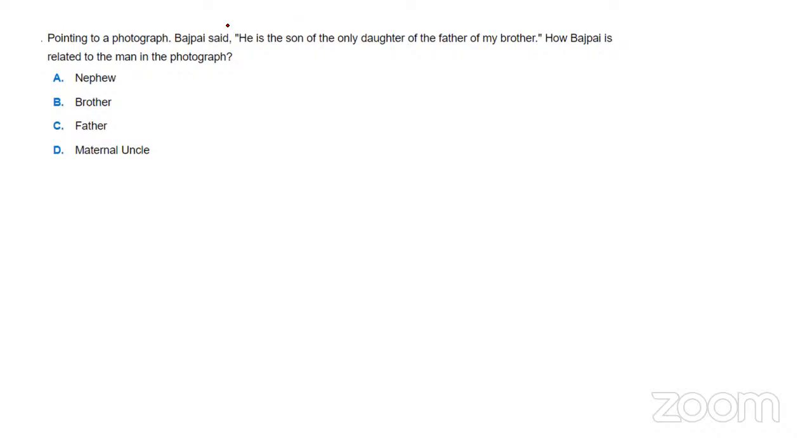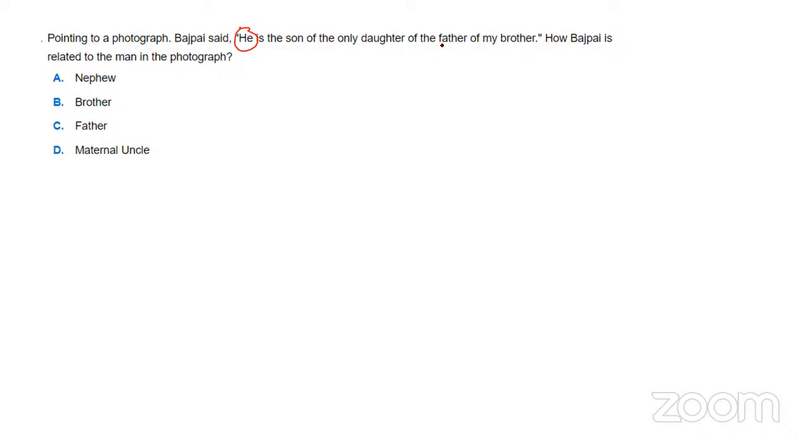So let's analyze the question here. Pointing to the photograph, Bajpayee said, "He is the son of the only daughter of the father of my brother." How is Bajpayee related to the man in the photograph?